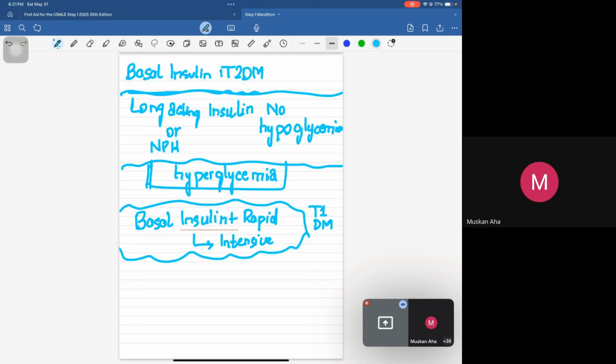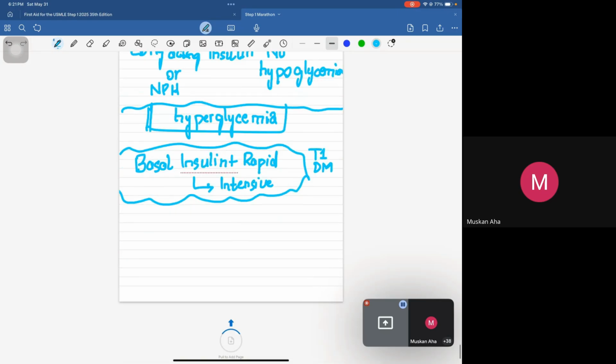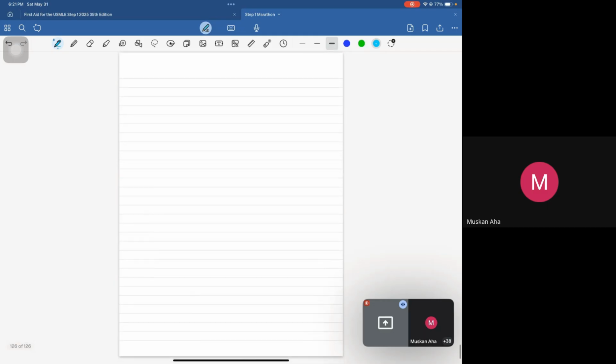So for type 1 diabetes mellitus, you can give intensive insulin therapy or you can give the basal regimen therapy. You can give both of these. It depends on what you want to achieve. The results of the full intensive regimen are better than basal insulin, but then you are going to get a lot of problems with it, right? Any questions? Okay, thank you.